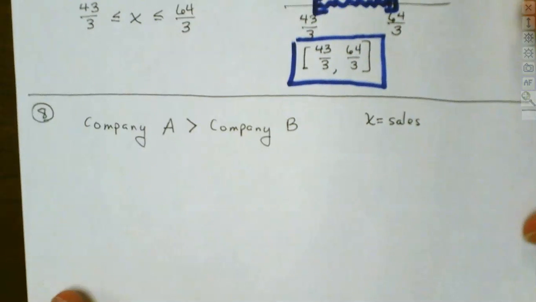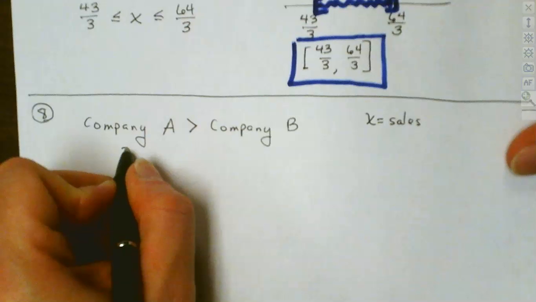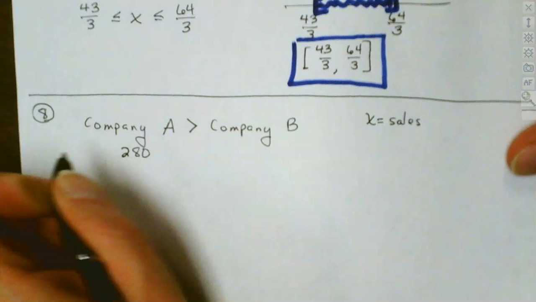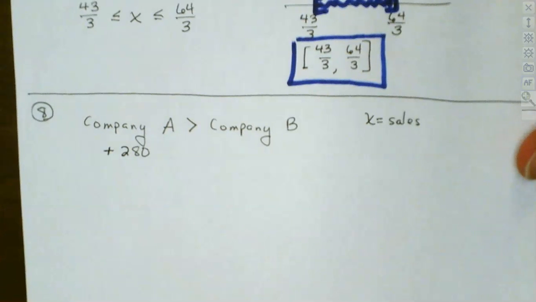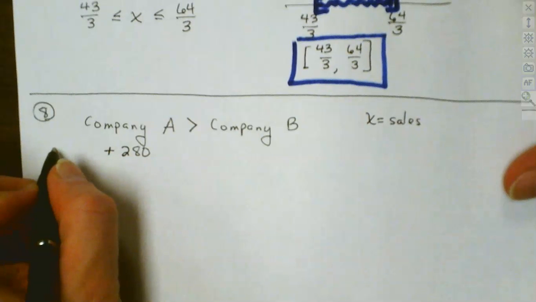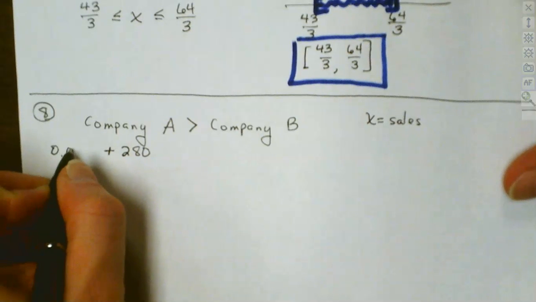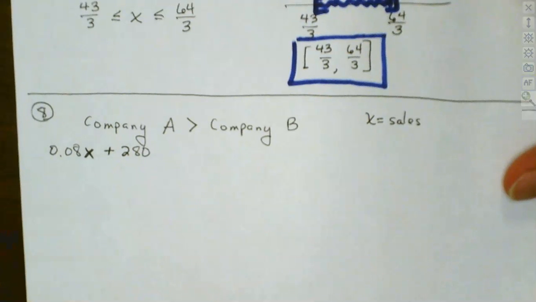So what do I know about company A? Well, company A, you start off with a base salary of $280. So no matter what, if you make no sales, you get $280. And then they get 8% commission on the sales. And what's 8% as a decimal? Well, 8% as a decimal would be 0.08. And you have to multiply that by your sales. So that's 0.08x.